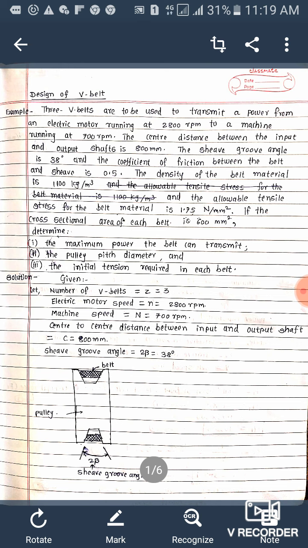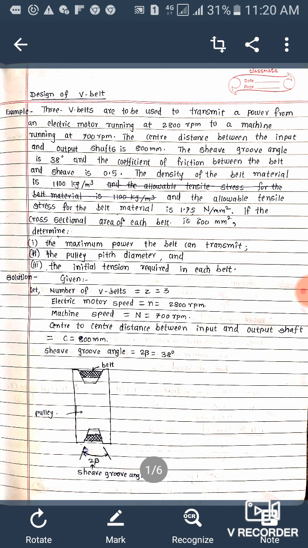First I want to read the problem statement. 3 V-belts are to be used to transmit a power from an electric motor running at 2800 rpm to a machine running at 700 rpm. The center distance between the input and output shaft is 800 mm. The shoe-groove angle is 38 degrees and the coefficient of friction between the belt and shoe is 0.5.